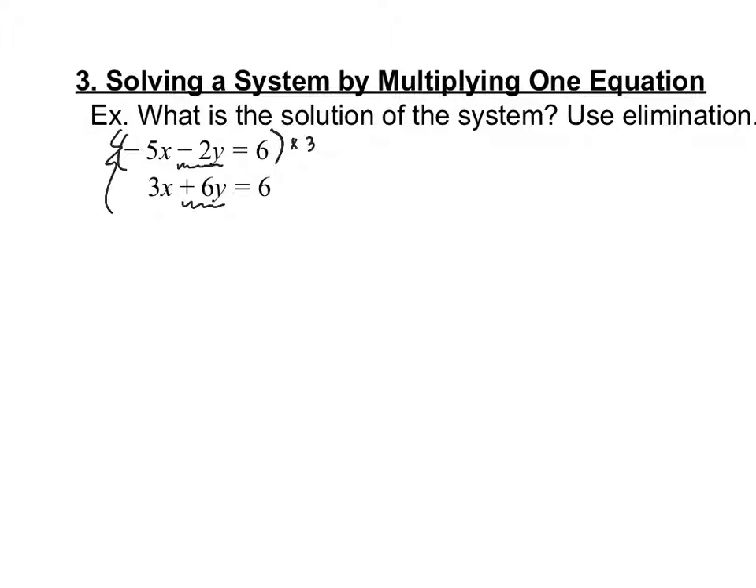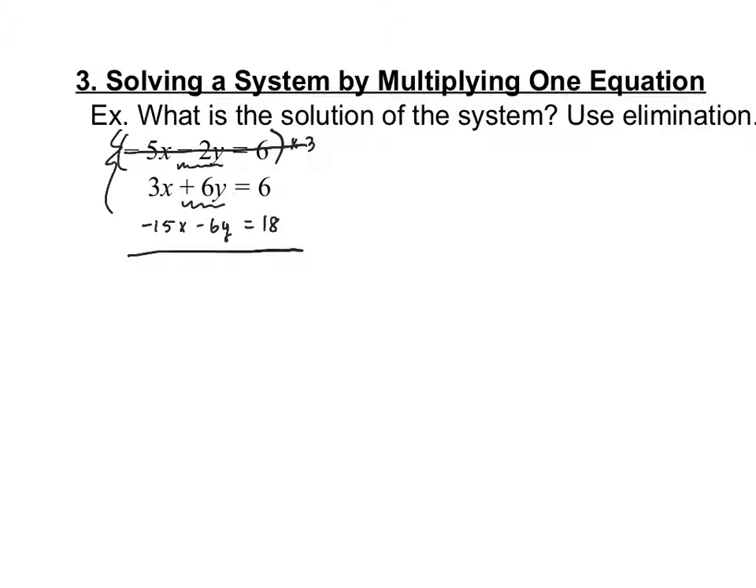I haven't changed its value. I've just changed its appearance because I'm making an equivalent equation. So when I do that, that becomes -5x times 3, which is going to give me a -15x. A -2y times 3 is going to give me a -6y. And that is going to be equal to 6 times 3, which is 18. So I have created a new equivalent equation.